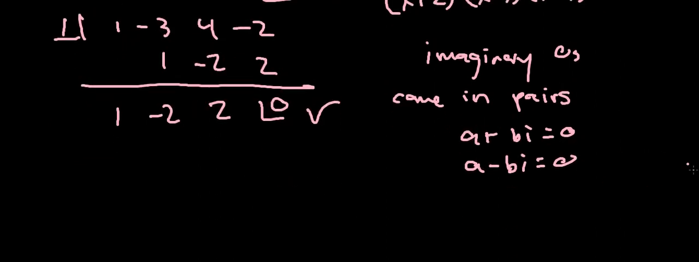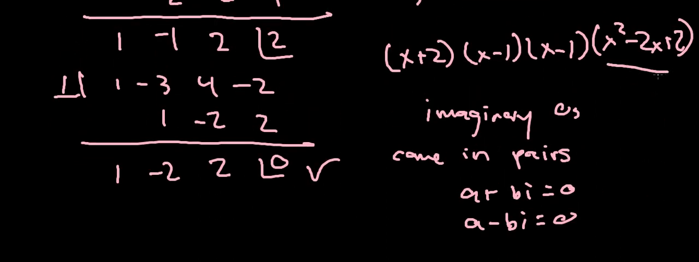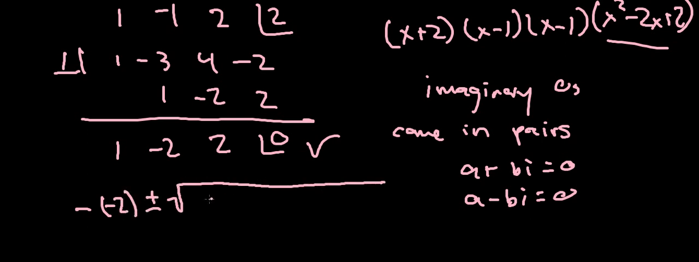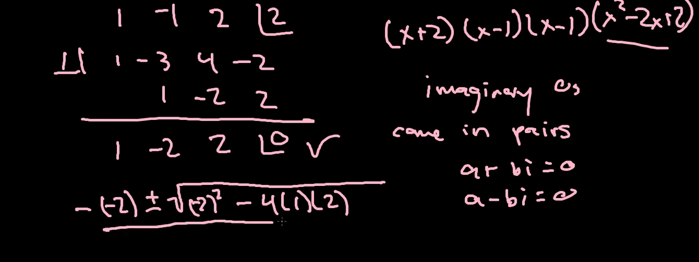So now that we've done that, we're left with x squared minus 2x plus 2, and we can just put this into the quadratic formula and get the answer. So we have minus b, which is 2, so minus minus 2, plus or minus the square root of b squared, which is minus 2 squared, minus 4 times a, which is 1, times c, which is positive 2, over 2a, where a is equal to 1.